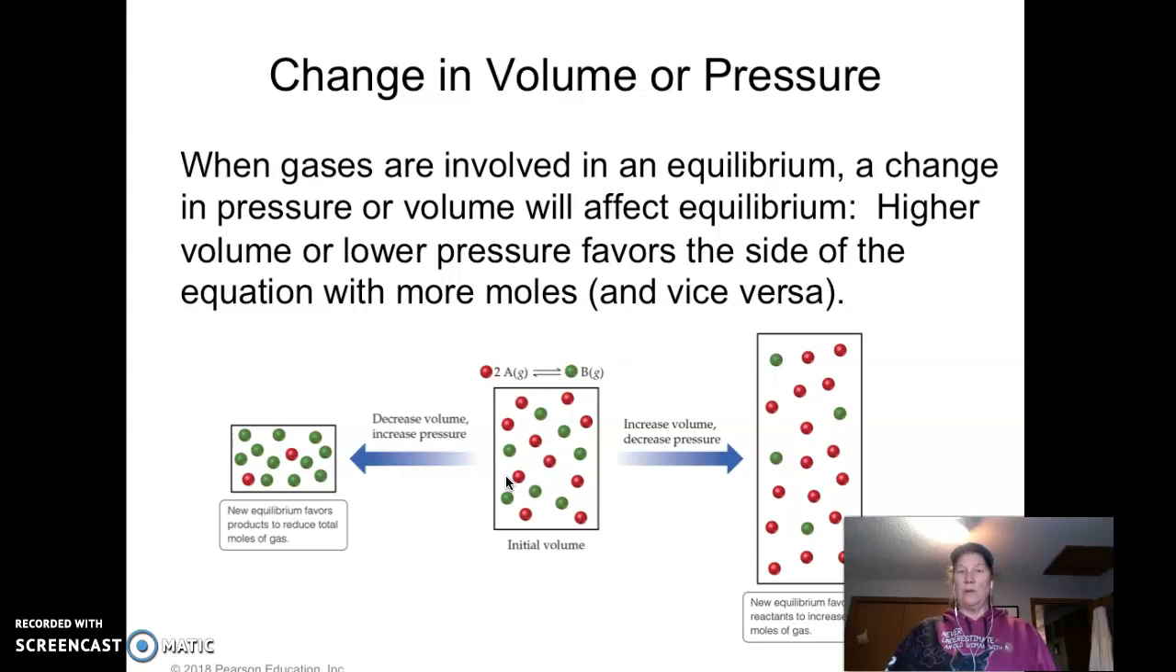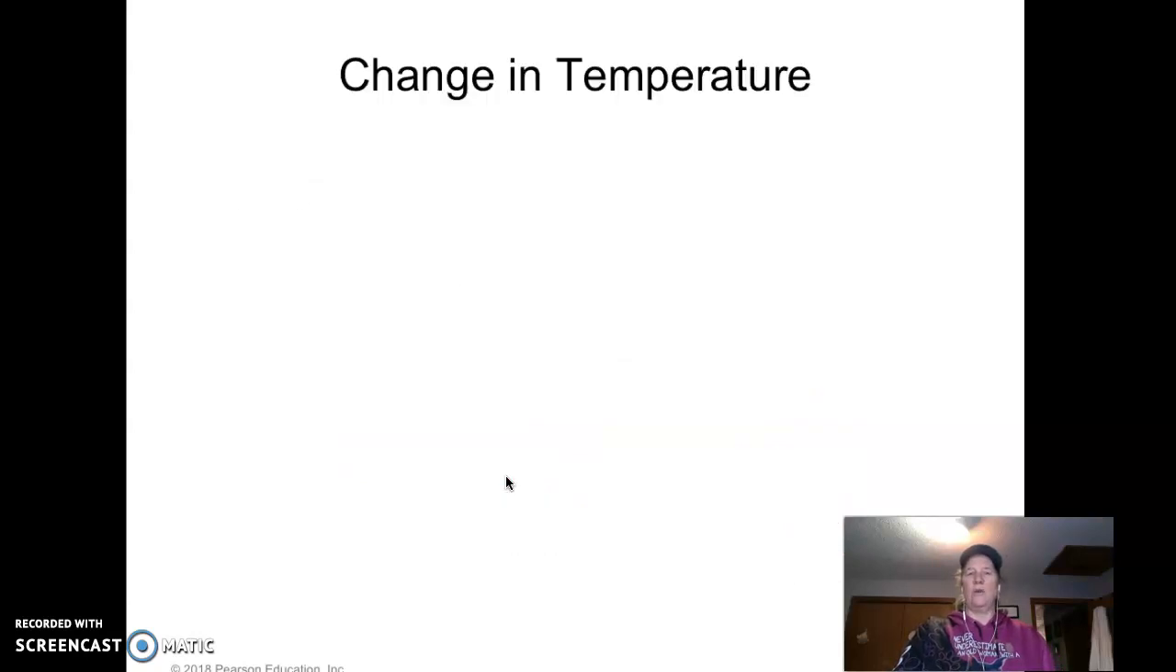If you change the volume or the pressure, okay, now remember, we're working with gases. When we do equilibrium, we only deal with gases. And so if you change the volume or pressure, you're going to have an issue with your equilibrium. So a change in pressure or volume will affect your equilibrium. Higher volumes, lower pressures favor the side of the equation with the more moles. So if you're looking at an equation, let's say you start out with 2 moles of reactants and you end with 3 moles of product, it's going to favor the side with the 3 moles. It's going to favor the side with the most. And again, I'll do that chart that I have for you. It explains this a little bit better. Maybe I'm confusing you. I hope not.